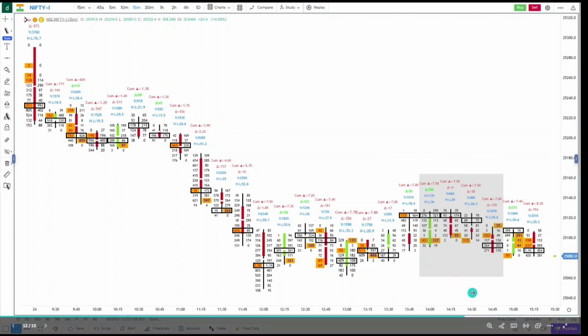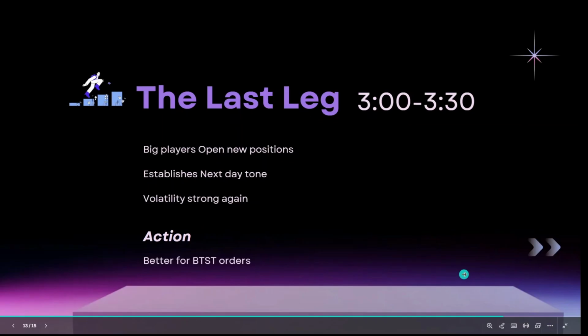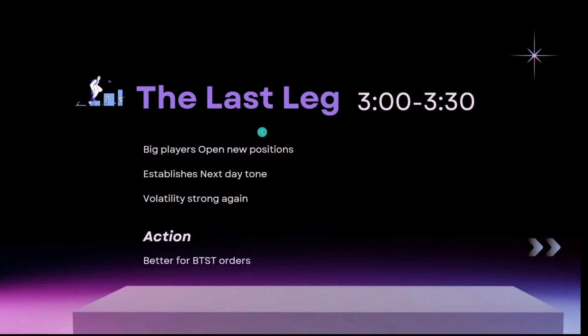The next phase we have is the last leg. This is the time where the big players open new positions again. They establish the next day tone. Let's say if big players are bearish tomorrow, they try to enter short positions in the last 30 minutes or 45 minutes, and volatility will be strong again. It will be as good as the first 30 minutes.